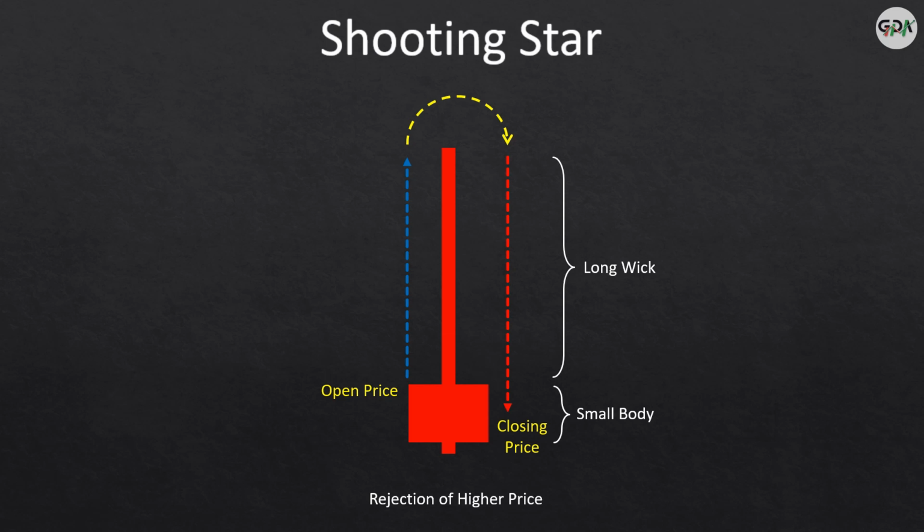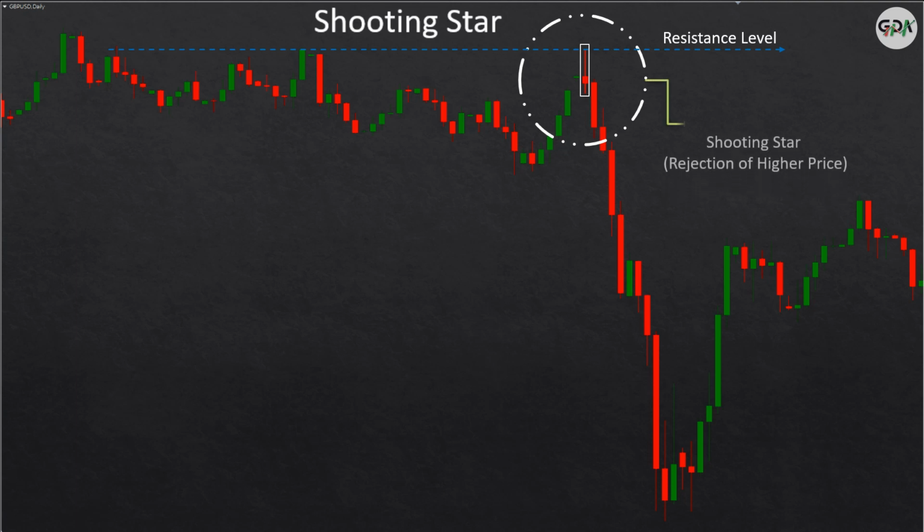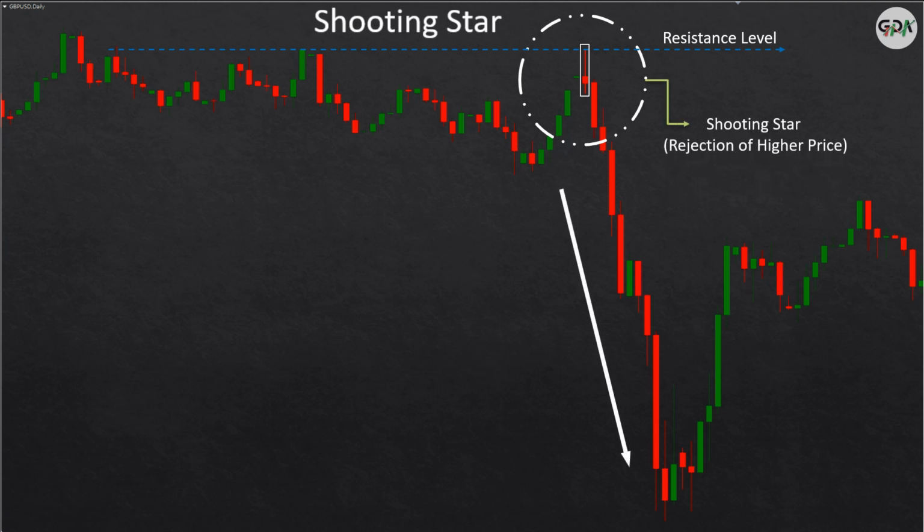The shooting star type of doji will act as a trend reversal signal when it is formed at the top of the chart or at the resistance level by rejection of higher price. Here we see the formation of a shooting star at the resistance level by rejection of higher price, which took the price to the downside. Generally, when a shooting star is formed during sideways movement or in an uptrend, we need to wait for the next bearish candle to confirm its further downside direction.